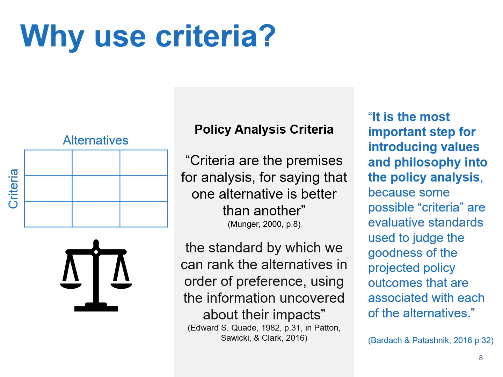Criteria are not neutral. They introduce values and philosophy into the analysis. Munger reminds us that they're the premises for analyses, again, while Weimer frames them as standards for ranking. However, Bardach and Patashnik make the key point that selecting criteria is the moment when values appear. Whether you emphasize efficiency, equity, or liberty reflects deeper philosophical commitments. That's why criteria selection is probably the most important step for linking technical analysis with real-world politics and values.